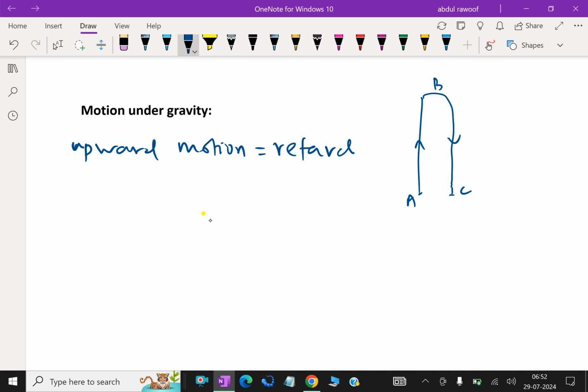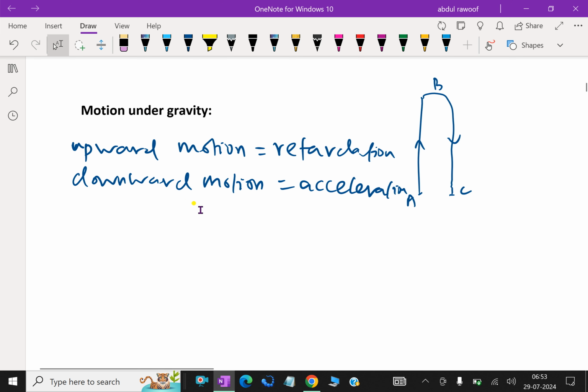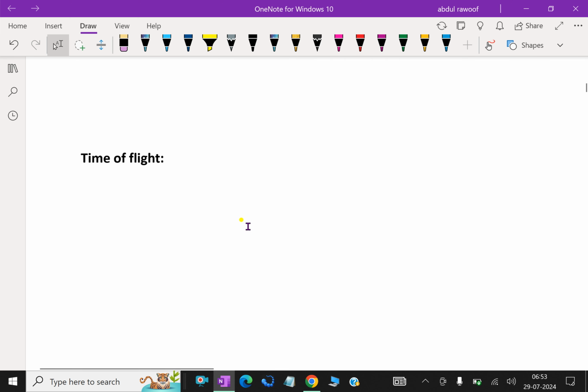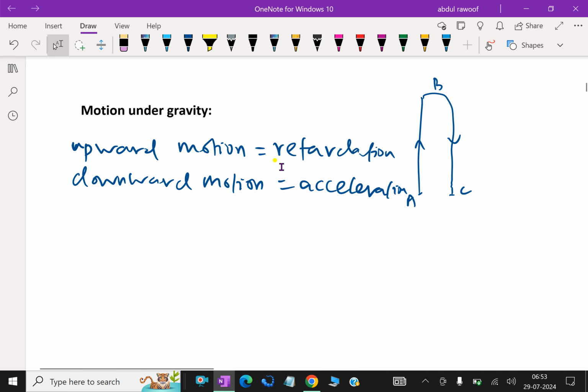Retardation. Now up to down is acceleration. Your total time of flight. Look at here. Look at this upward motion and downward motion. However fast you throw it upward, it stops instantaneously and comes to the ground with accelerated motion.